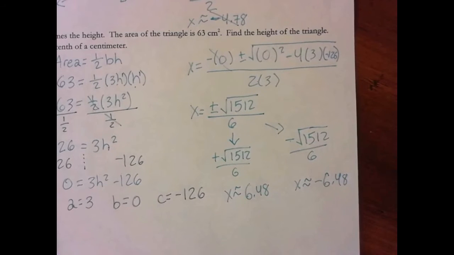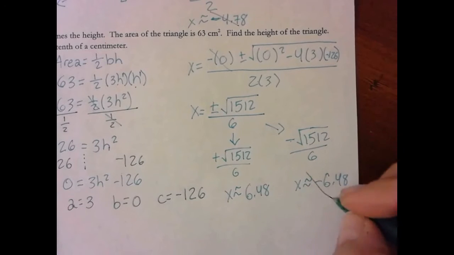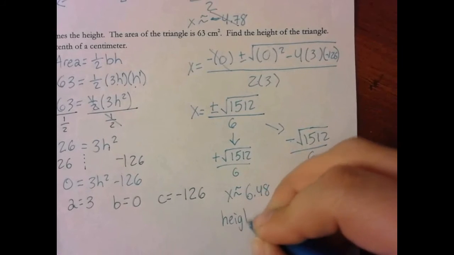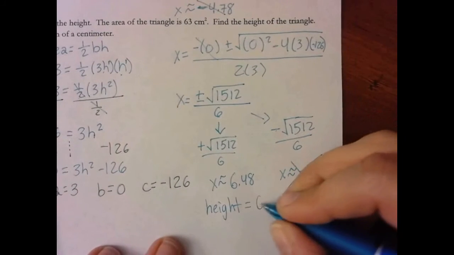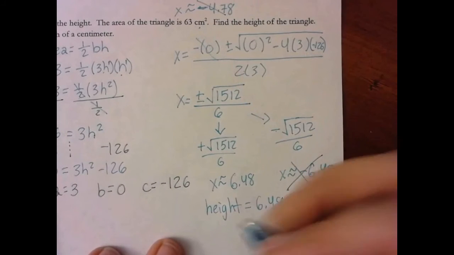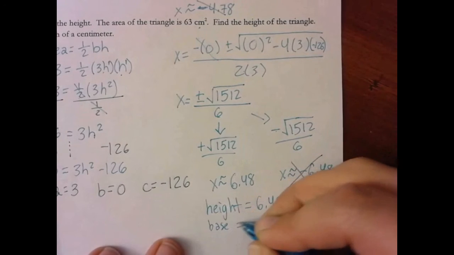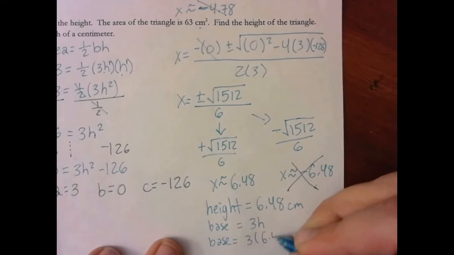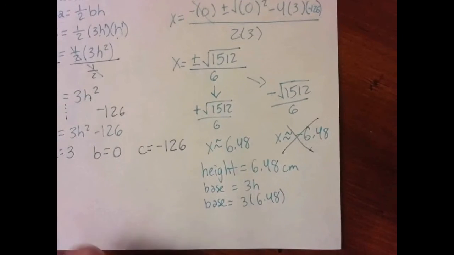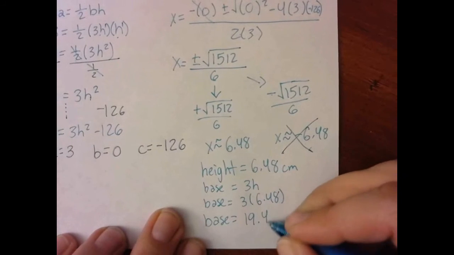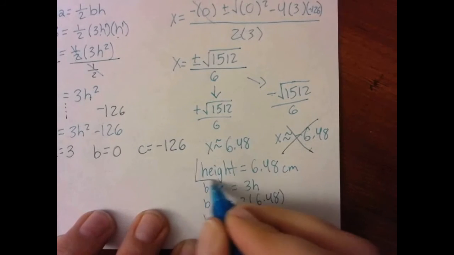Now you got to choose your correct answer. Can we have a negative height? Heck no, that's crazy. That one makes no sense. So that means my height of this lovely triangle is approximately 6.48. We like to have units. We're in centimeters. And we said base is 3 times the height. So base equals 3 times 6.48. So that means my base is approximately 19.44 centimeters. We got our goal.